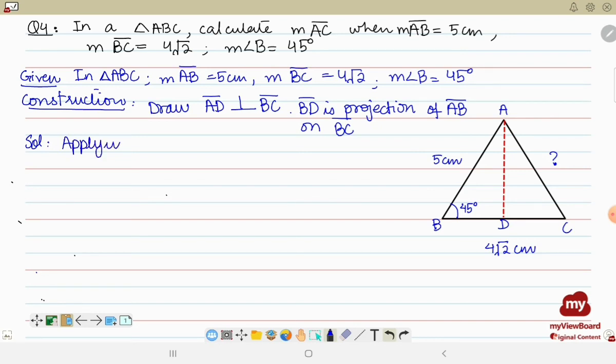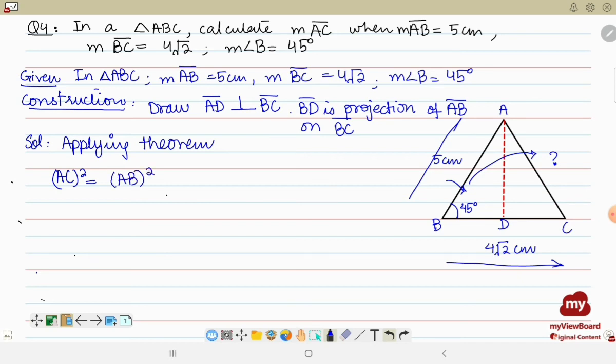Applying the theorem, it says that the square of the side opposite to the acute angle. So this is 45 degree, the acute angle. This is the side opposite to the acute angle. So the square of it, AC square, is equal to the sum of the squares of the sides containing the acute angle. So this side and this side are forming this acute angle. So the sum of the squares of the sides containing the acute angle will be AB square and BC square, diminished by twice the rectangle contained by one of these sides and the projection on it of the other. So the rectangle will be contained by BC and the projection on it. BD was the projection on it of the other.